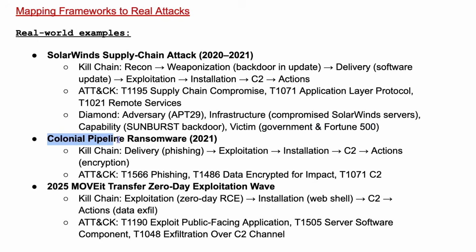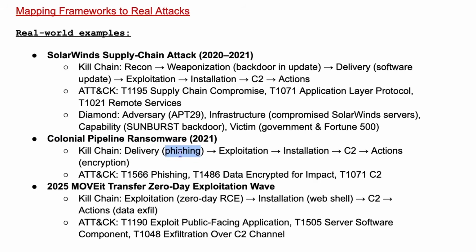The next one is the Colonial Pipeline ransomware. This was in 2021. So the Colonial Pipeline ransomware had a phishing delivery. This is where they came in. So they actually came in from the very beginning, and they were able to execute exploitation, installation, do all that stuff. And their final actions were to encrypt data and, of course, execute ransomware, to actually hold them at ransom and get money from them, from the Colonial Pipeline folks.